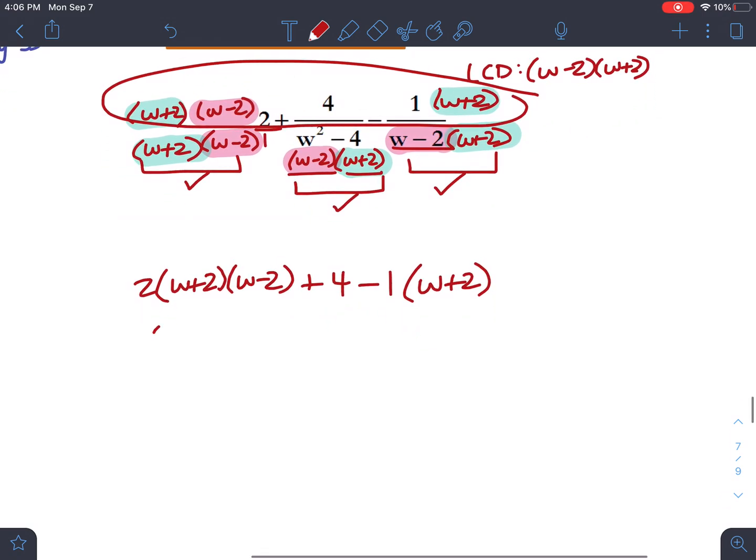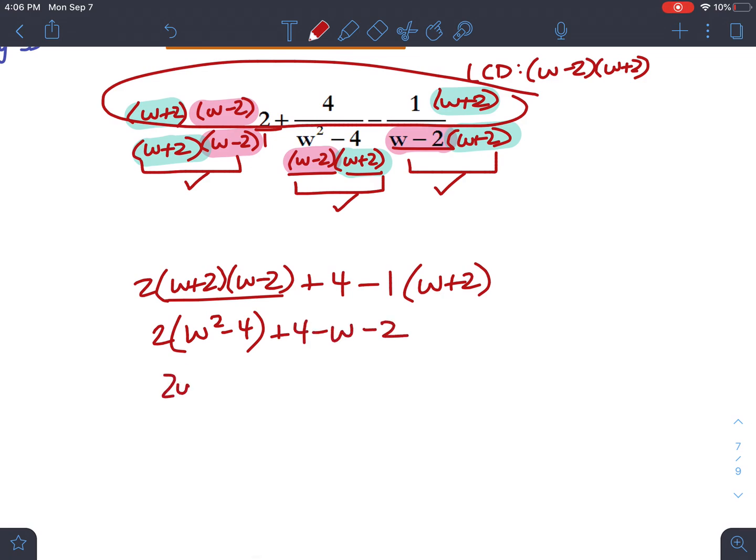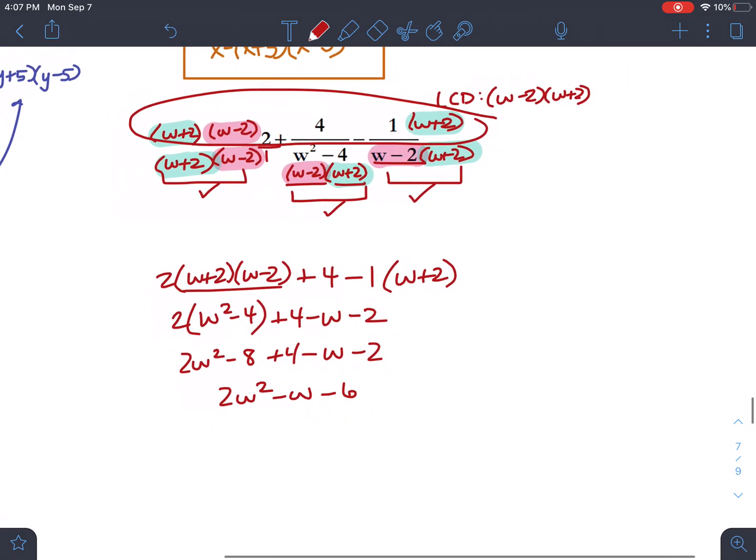Okay, we're going to end up combining these terms. This foils to be w squared minus 4. We've got minus w minus 2. Okay, and then from there, as you're combining your terms, I've got 2w squared minus 8 plus 4 minus w minus 2, which I believe gets me to that. Now that I've got that combined, I divide by w minus 2, w plus 2.